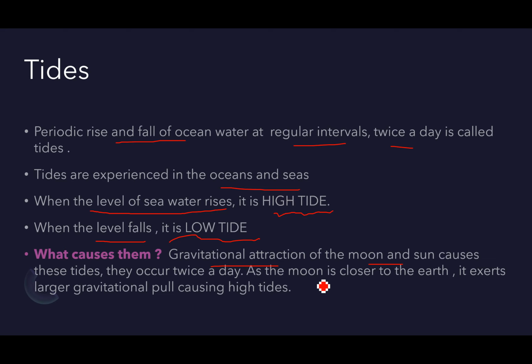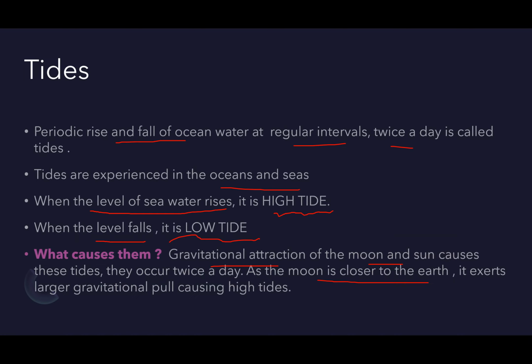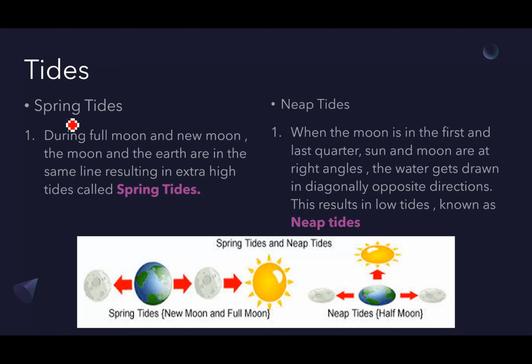As the moon is closer to Earth, it exerts a larger gravitational pull, causing high tides. See, tides are basically of two types. One we call the spring tides, the other we call the neap tides. Spring tides occur, if you just see this example, during the full moon and the new moon. We know that there are four phases to the moon. So when it is full moon and new moon, the moon and Earth are in the same line, resulting in extra high tides, and these are called spring tides.